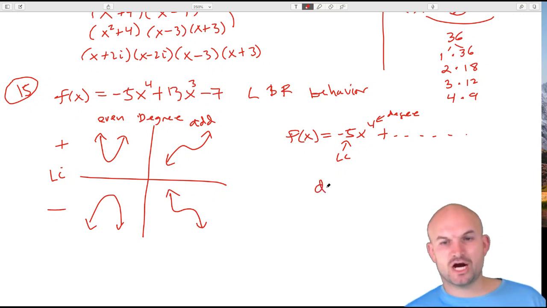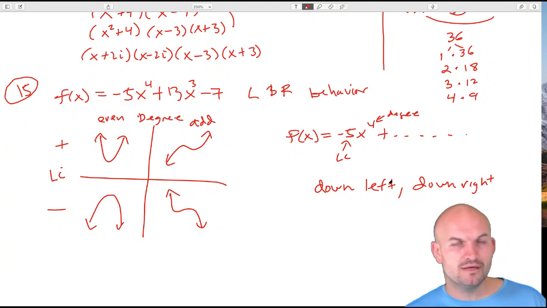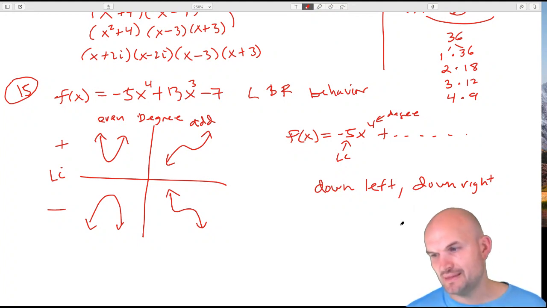So we can say our end behavior is going to be down left and down right. And again, there's other ways to write this that are more mathematical, but hopefully that at least gives you an idea of how to determine that.